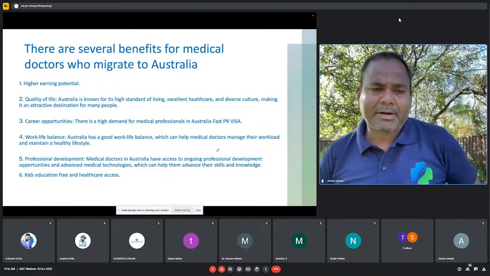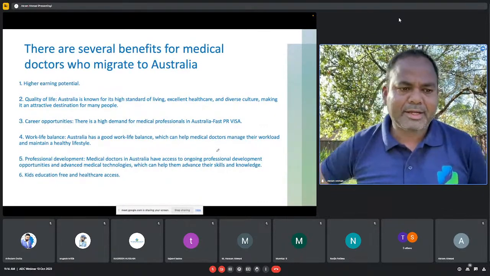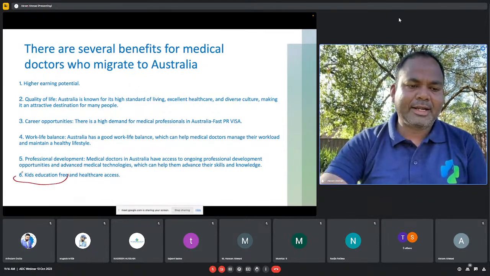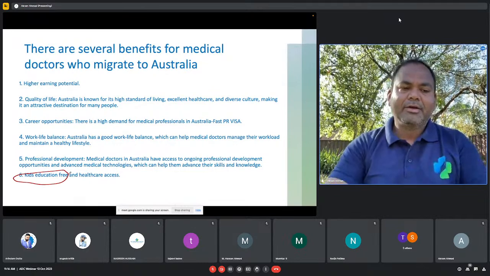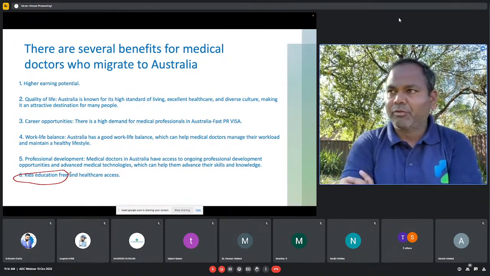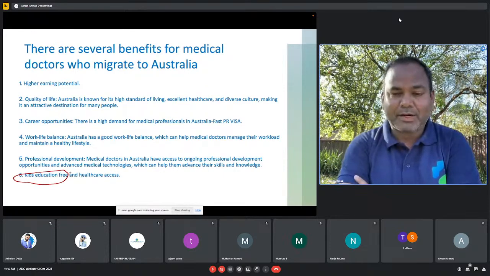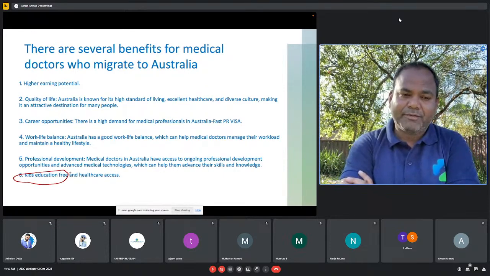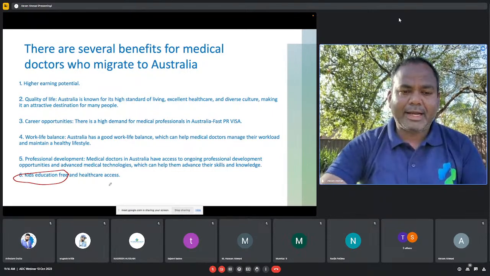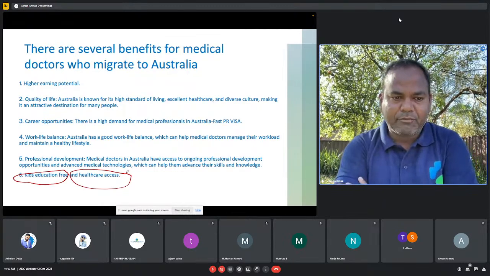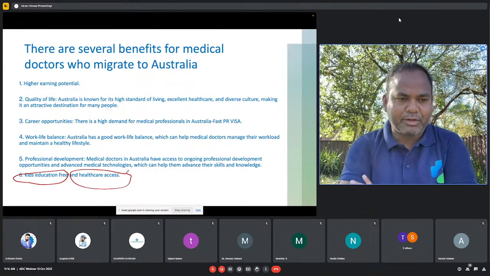There are several other advantages. I can say here, the education for kids in our own country, like in India or another country like Pakistan, we are basically saving money for our healthcare or for the education for our kids, right? But here, education is free for kids, and healthcare access is also free. So if anything happens to you or your family, you need not worry. You need not pay anything in any hospital in Australia.